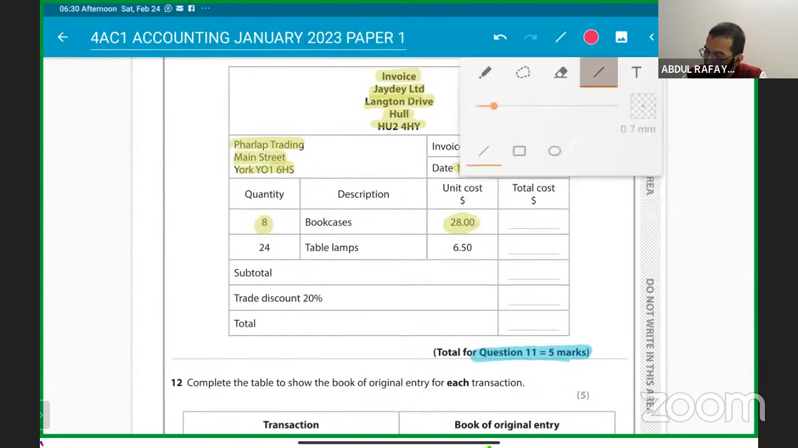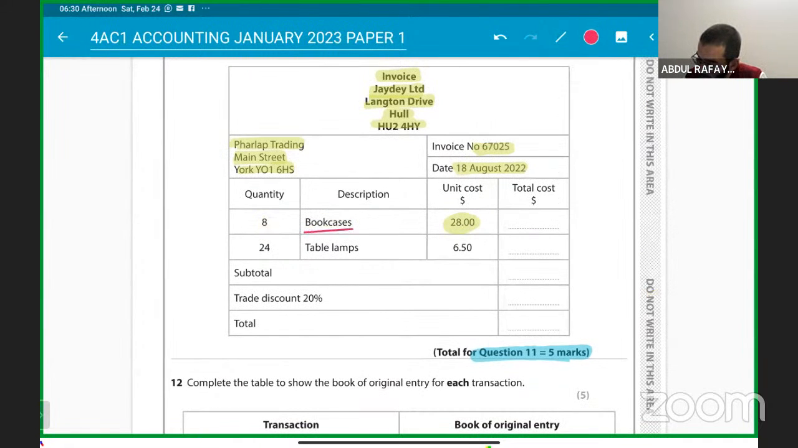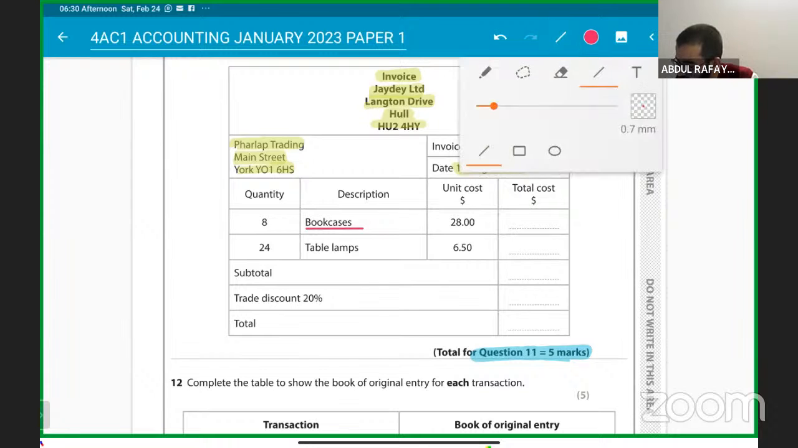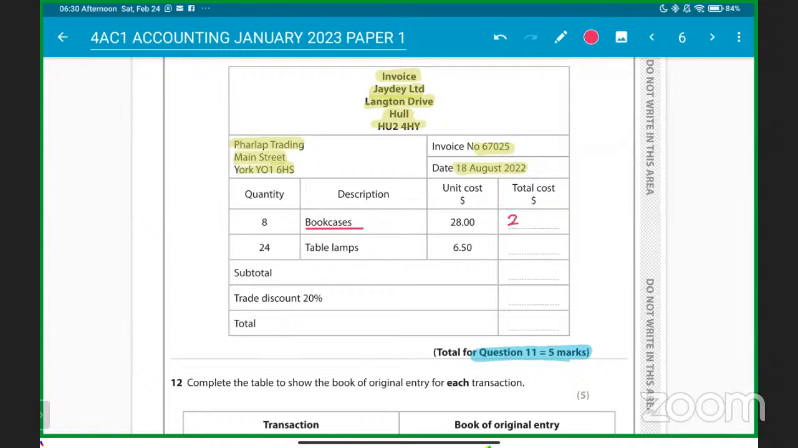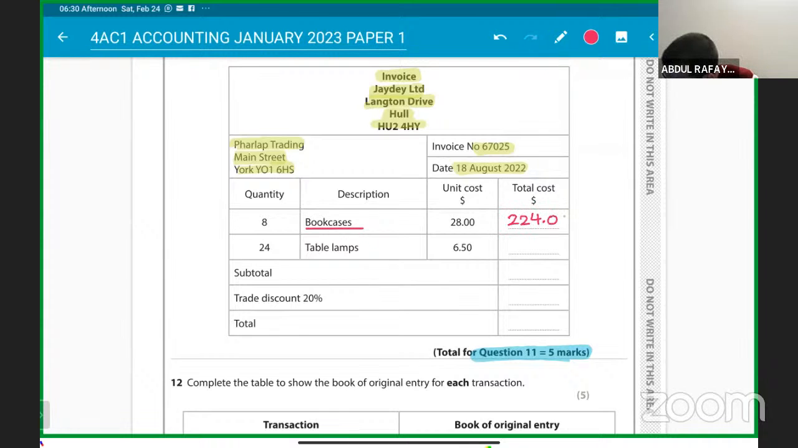Understanding? So what is the invoice for bookcases? One unit costs $28 for a bookcase, and they have taken eight units of that. So it will be so simple. $224 will be the invoice cost. Okay, understood? Getting it clear? And you can write it like 224.00 as well because of this zero. Otherwise, you can just still give 224 and get full marks.